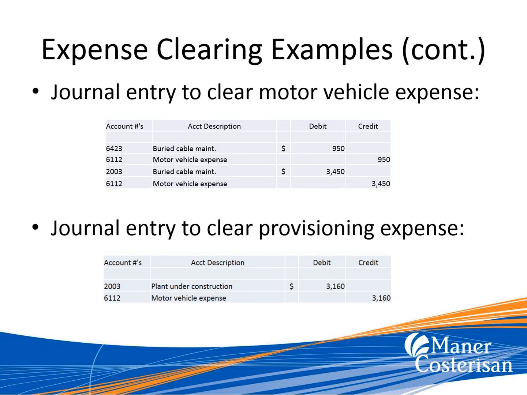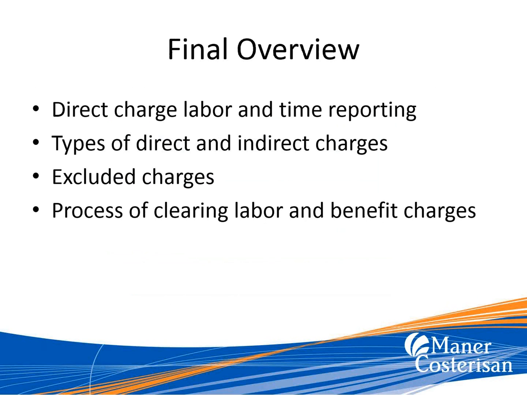Okay, thank you, Barb. Today we've discussed direct charge labor, the difference between capitalized and expense labor, timesheets, proper time reporting, and the importance of time reporting, the different types of direct and indirect charges, such as materials and supplies, benefits, and other overhead expenses, and the allocation of benefits and the items excluded from the allocation process, such as company-provided lunchrooms, disability payments, and payments to retired employees. And we also covered the basics of the clearing process and best practice of the allocation process.